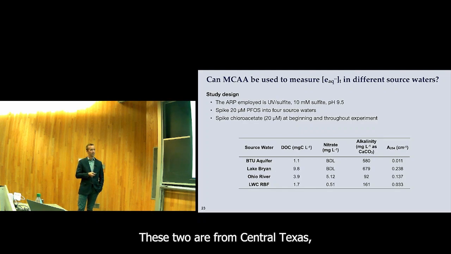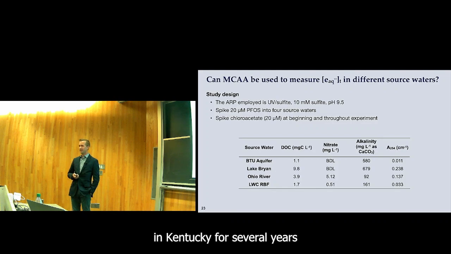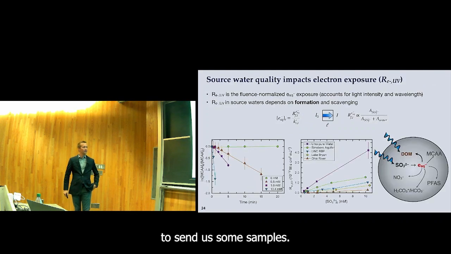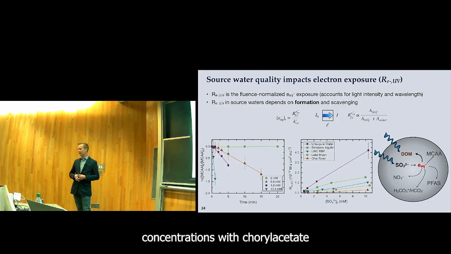These two are from Central Texas, and you can see really high alkalinities. The Ohio River is from the Louisville Water Company, and they send their water through a riverbank filtration system, which removes a lot of the nitrate and DOC. Ben had worked as a consulting engineer in Kentucky for several years and knew these folks, so they were able to send us some samples. So we went about measuring the aqueous electron concentrations with chloroacetate in each of these source waters.